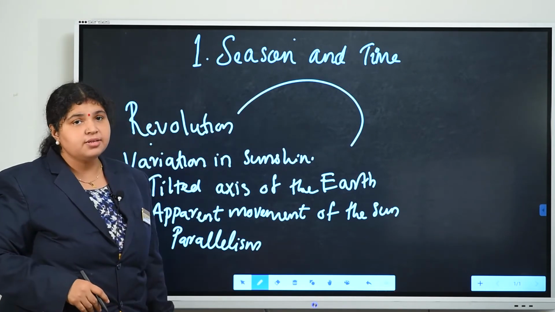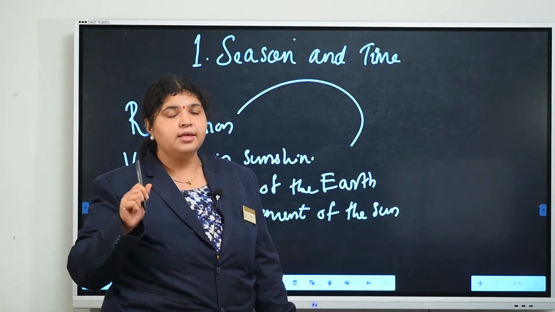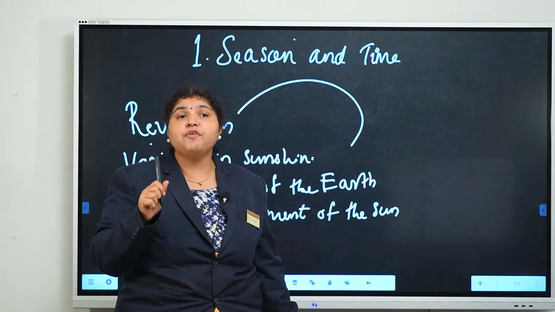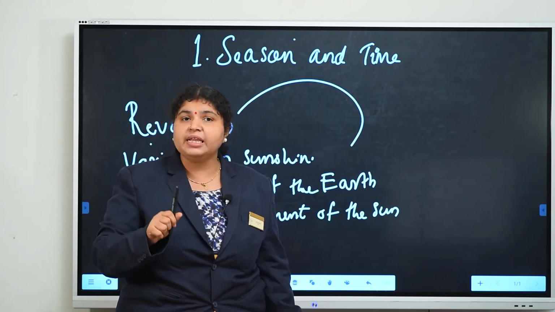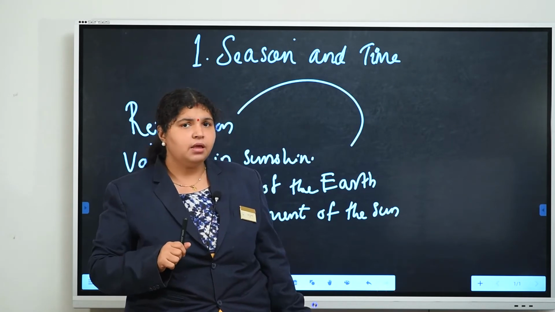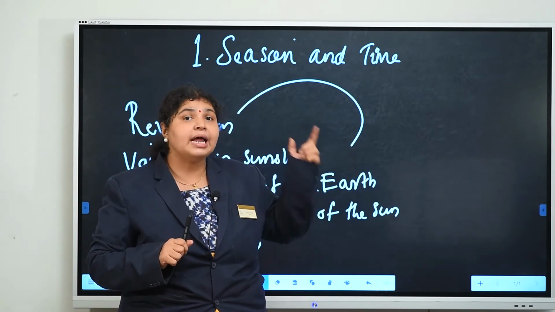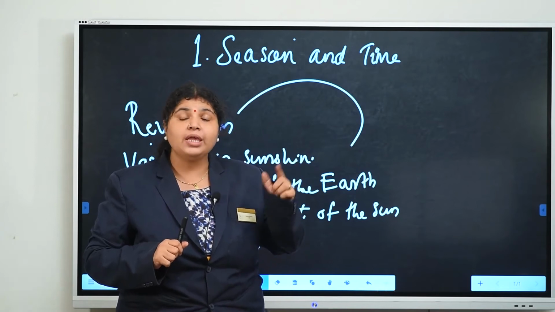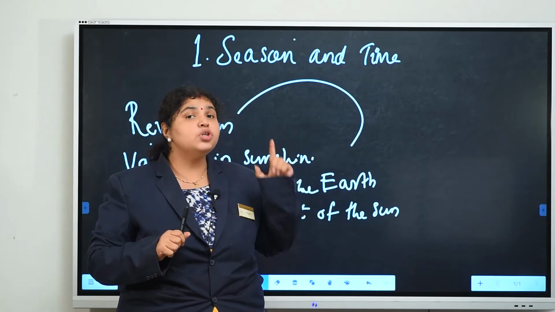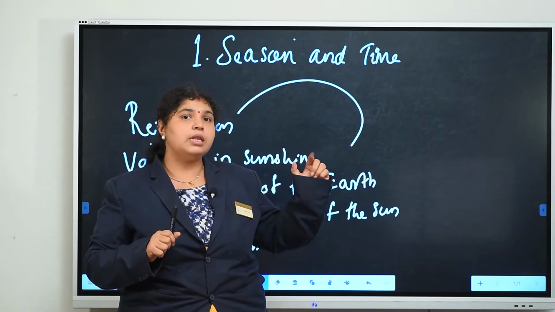What is revolution? It is the movement of earth in a fixed path around the sun. The earth is moving around the sun. The earth takes 365 1/4 days to complete one revolution. 365 days makes a year. The remaining 1/4 day is added in the fourth year. So in that year there will be 366 days. That means 29 days will be in the month of February. That year is called a leap year.